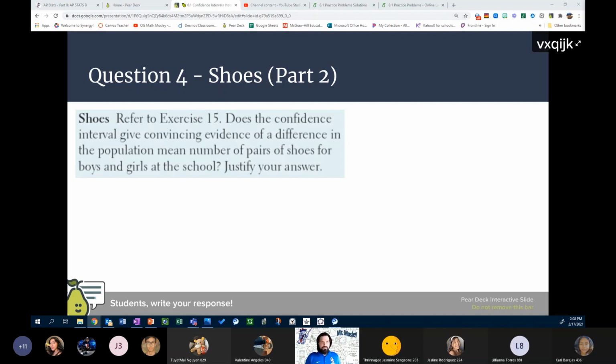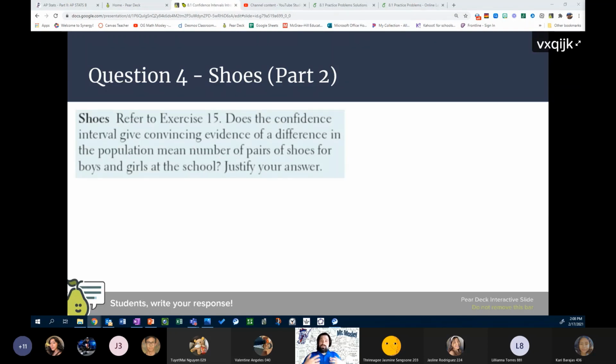Our confidence interval, that 10.9 to 26.5, says that we are 95% sure that somewhere between 10.9 and 26.5 is the actual difference between the mean number of pairs of shoes that boys have and the mean number of pairs of shoes that girls have. And this difference is by subtracting girls from boys. So the fact that this is a positive number means that we're essentially claiming that girls have more shoes than boys on average. Does this interval give us convincing evidence of that claim?